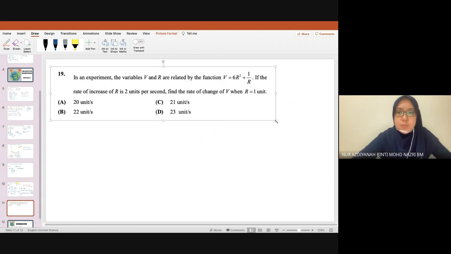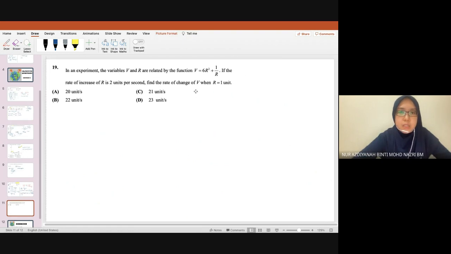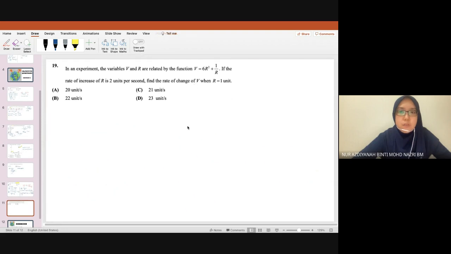So in an experiment, the variables v and r are related by the function of v given by 6r squared plus 1 over r. If the rate of increase of r is 2 units per second, find the rate of change of v when r equals to 1. Okay, so kita diberi v equals to 6r squared plus 1 over r.